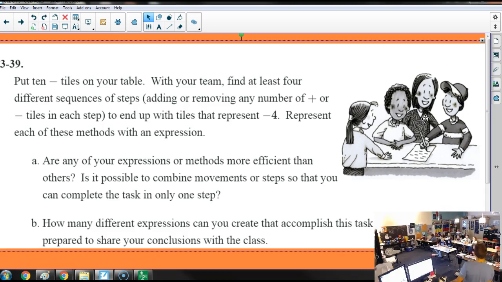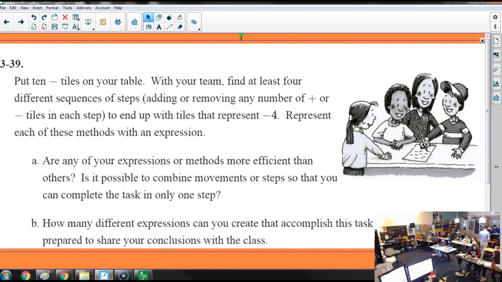So obviously there's one way that we're all kind of thinking of. If I have negative 10 tiles now and I want to get to negative 4, but I want you to push your creative thinking. How else could I end up with negative 4 tiles? Or as the value of negative 4? Okay, probably just 2 minutes. Probably good with that.